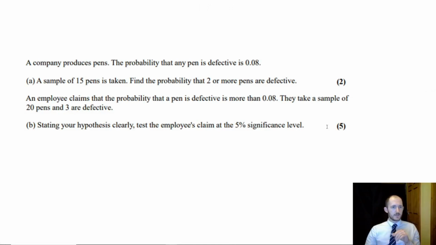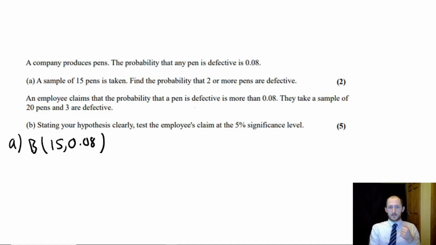Okay, sounds like we're all good. Perfect. So, a company produces pens. The probability that any pen is defective is 0.08. A sample of 15 pens is taken. Find the probability that 2 or more pens are defective. So, again, we can use a binomial distribution for this because either a pen is defective or it's not defective. And we know what the probability that it is defective is. So, sample of 15 and defective is 0.08.